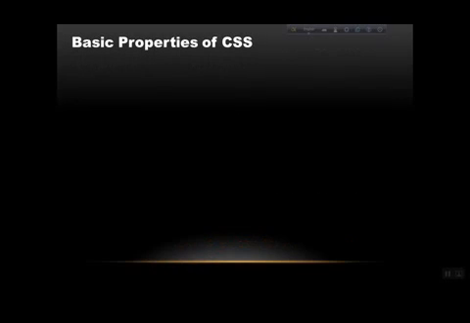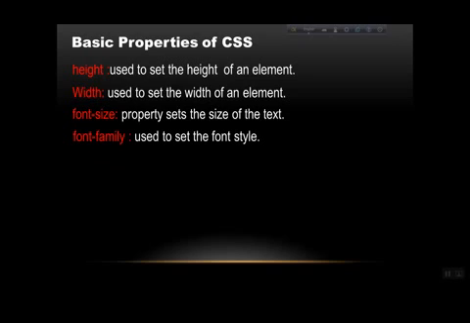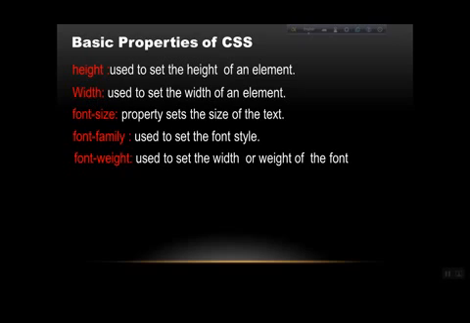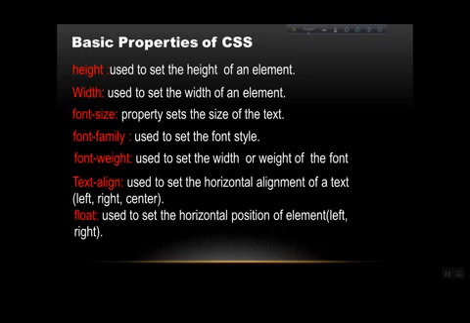Some other basic properties. Height is used to set the height of the element. It provides the page height. You can write the height in pixels, em, 100%, or auto. Width is used to set the width of an element. Font size provides the size of the font or text in the web page. Font family provides the font family like Arial, etc. Font weight provides the thickness or boldness of the font. Text align is used for the horizontal alignment of the text: left, right, or center. Float is used to set the position of the element, whether you want to float it to the left side or the right side.